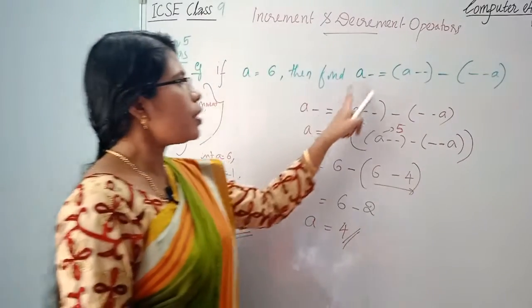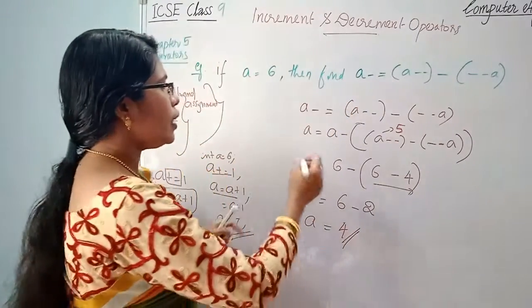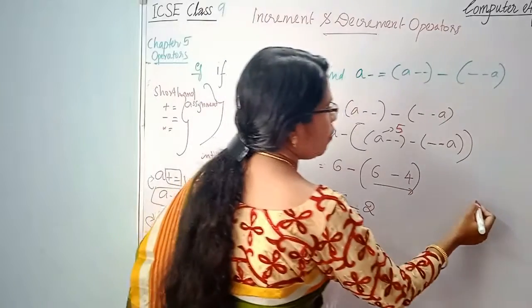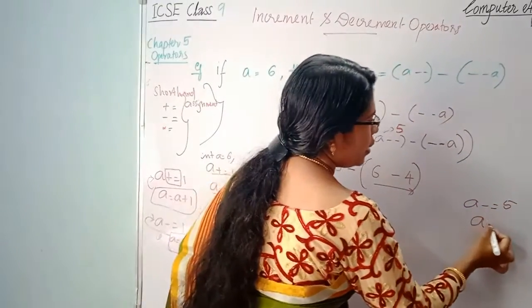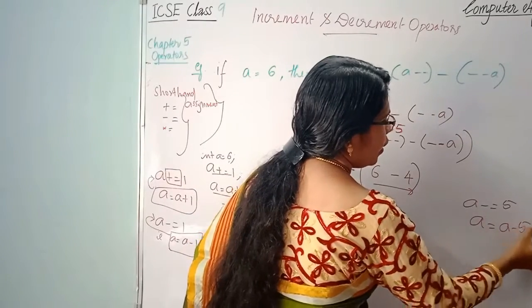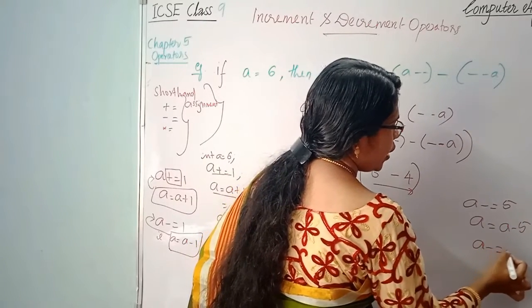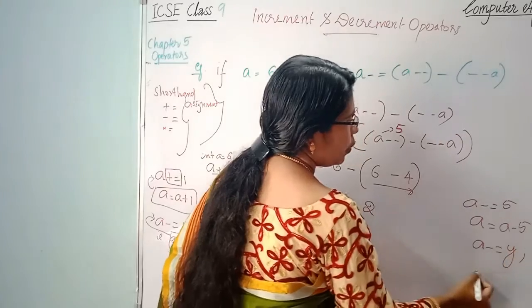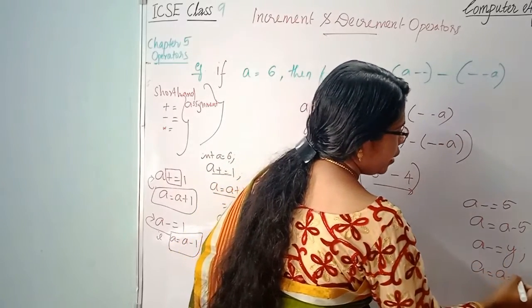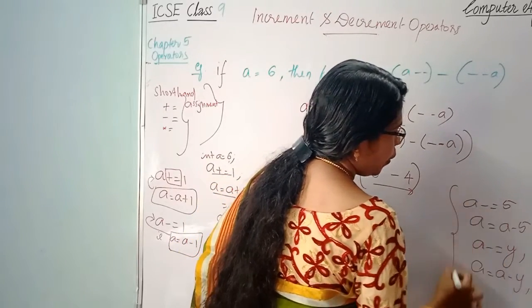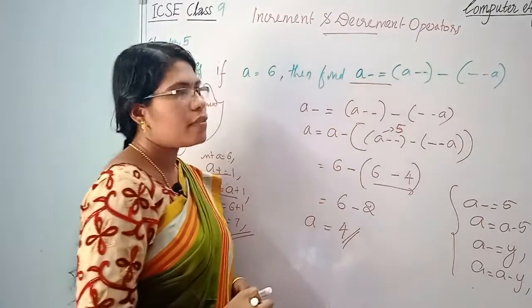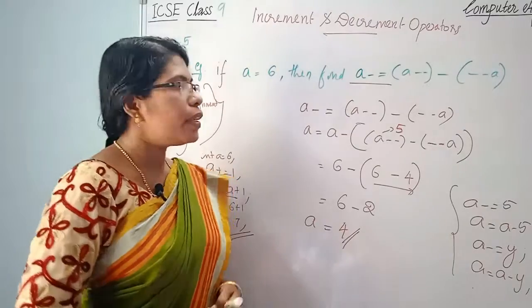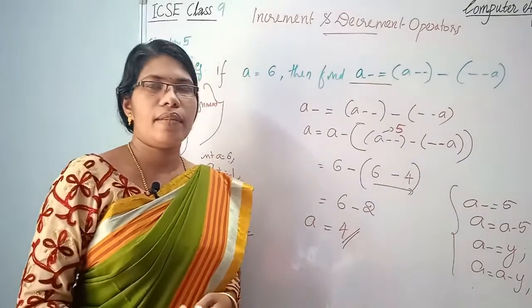Okay. So using shorthand assignment operator, we have to expand. Like example, a minus equal to 5 means how will you write? A equal to a minus 5. Like example, a minus equal to y means how will you write? A equal to a minus y. So please remember these points when you are writing using the shorthand assignment operator. So many questions will be there using the shorthand assignment operator in this increment and decrement operator.